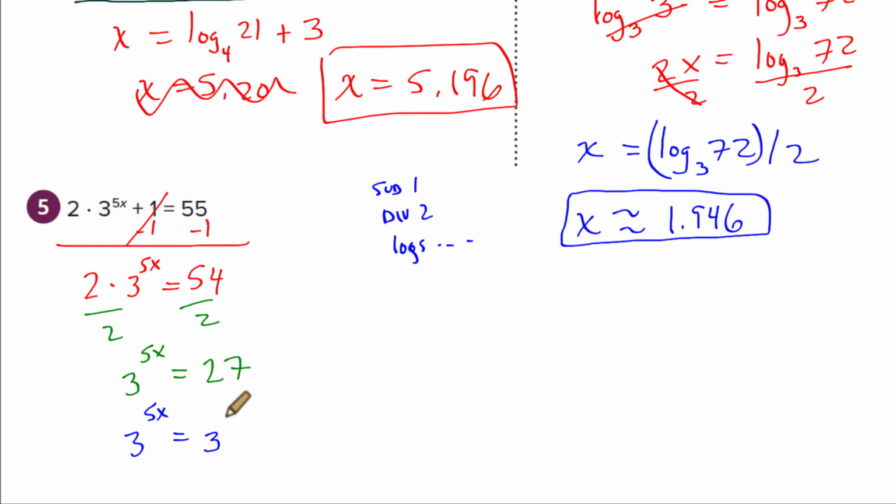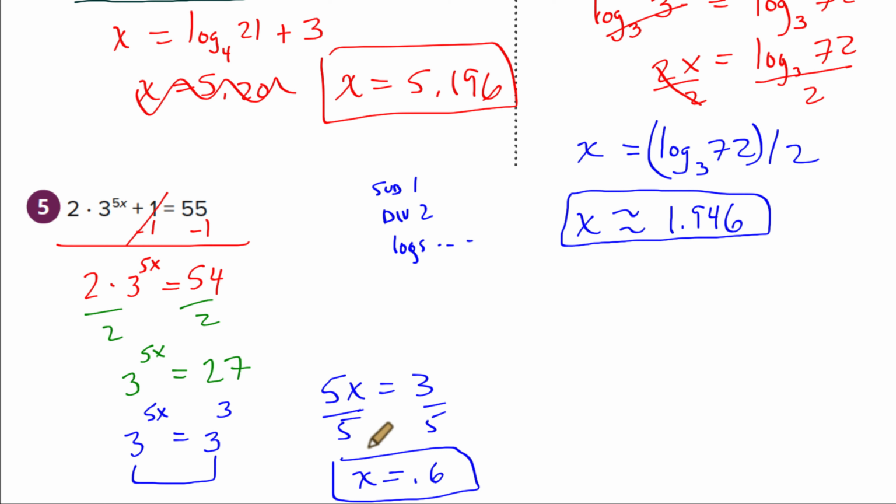Common base, right? So I see that this is 3 to the 5x power. This is 3 to the 3rd power. I've learned that by now. So the bases are the same, and I can set the exponents equal. It doesn't matter which way you do it. If you did it the other way, you would get the exact same answer of x equals 0.6. Are you serious? You could do either way? Yes, absolutely.